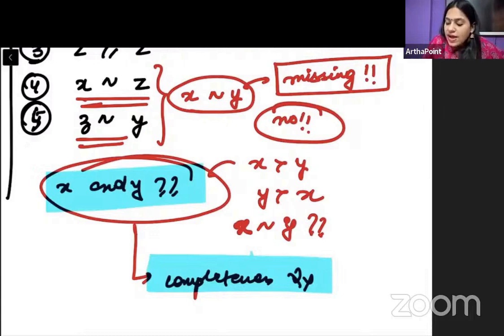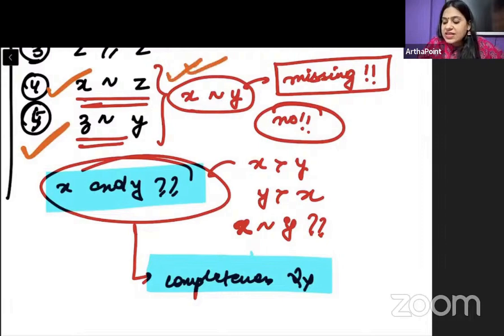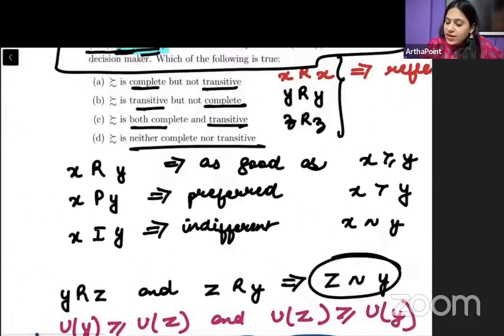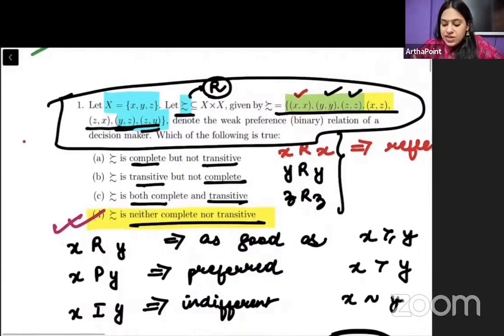And although I have X indifferent to Z, Z indifferent to Y, X indifferent to Y is missing, so I cannot comment on transitivity also. So therefore, I will say that this relation is neither complete nor transitive according to the set provided to me. Whatever set has been provided to me, I cannot say that this relation is complete and transitive. That's the answer to this question. This is sample paper question number 1.